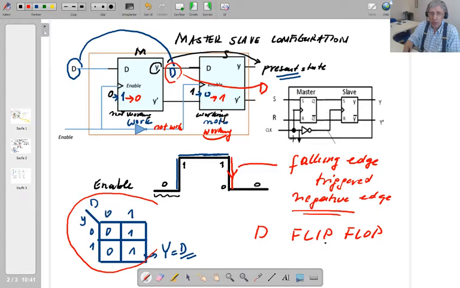So you see here there is another configuration, a master-slave configuration for the SR-type memory element. How this SR-type memory element works as a falling edge sensitive memory element, you do the analysis on your own, and I leave it to you.